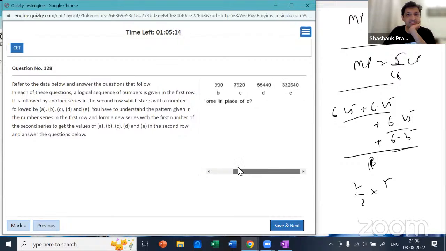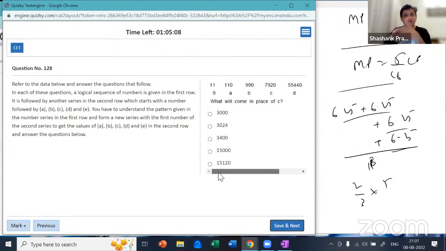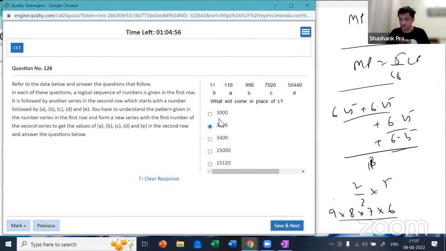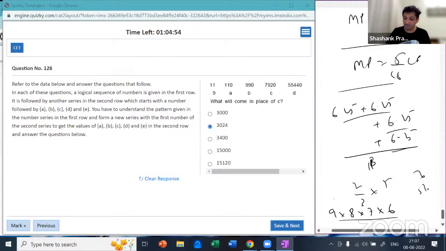Okay, ये क्या है? A, B, C, D, E. ठीक है, understood. 11 into 10 into 9 into 8 into 7. अच्छा, so 1 less, I think, in place of C. ठीक है, understood. So 9 into 8 will be A, into 7 will be B, into 6 will be C. Options देखेंगे, it should not end in a 0. I think 3024, 56 into 54. 3025 and 3024. Yeah, perfect.